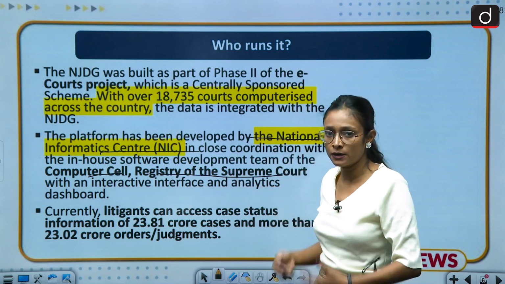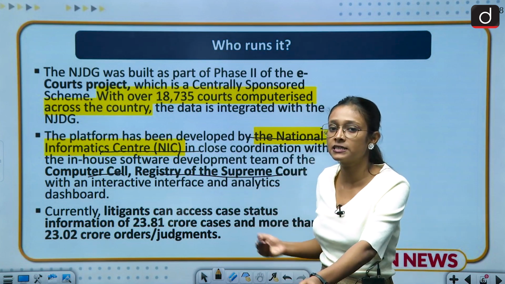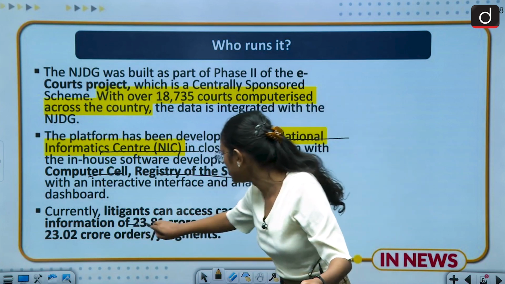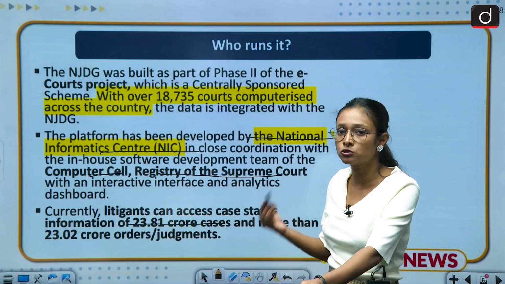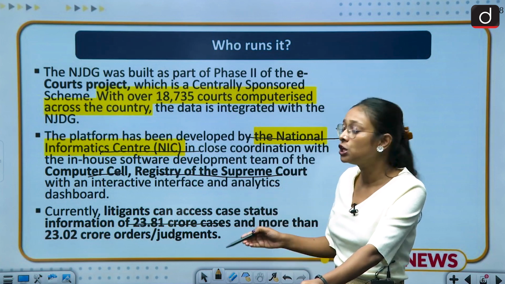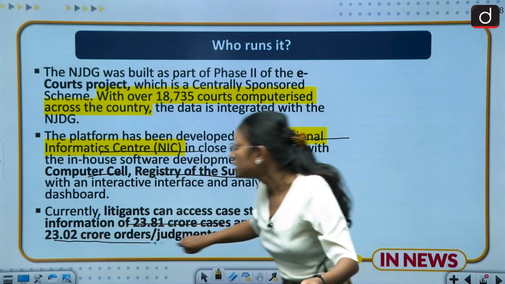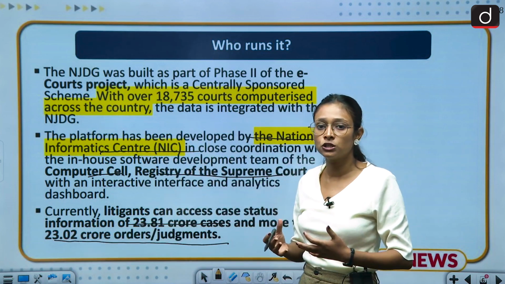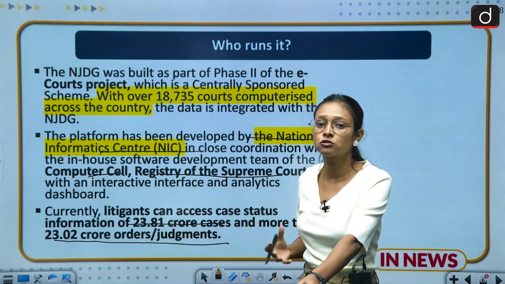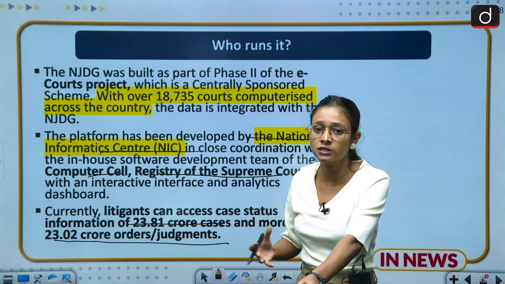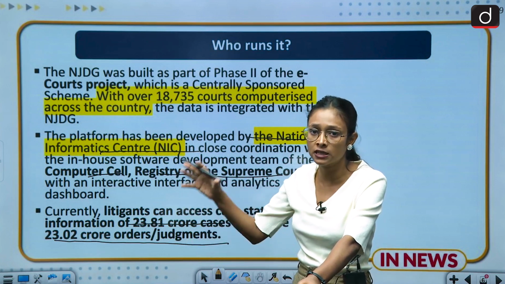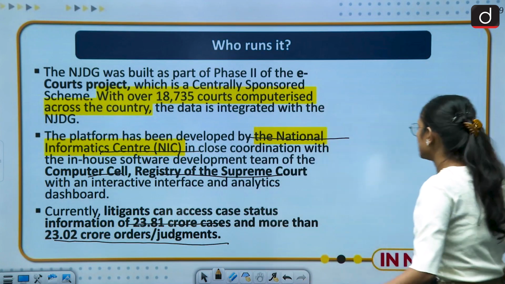And you know what happened under it: currently the litigants can see and know the information about 23.81 crore cases, and they can also avail the information about the orders and judgments of around 23.2 crore cases. So it does not only show the information related to case status, it also shows the information related to the orders and judgments. So this is a complete portal for orders, judgments and case status. So moving to the next slide.